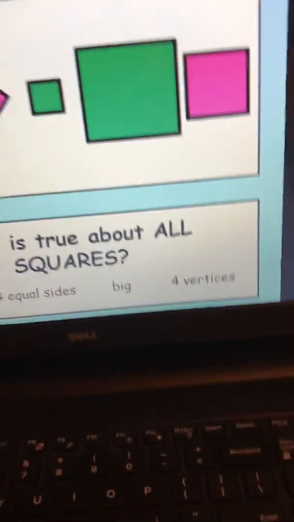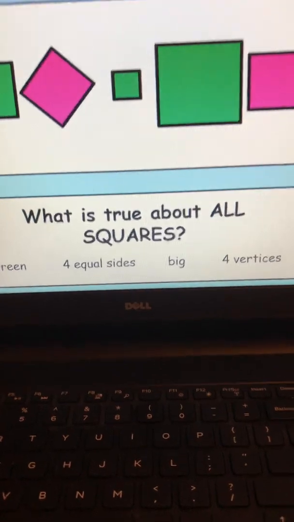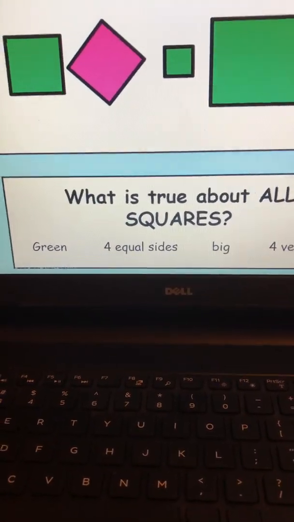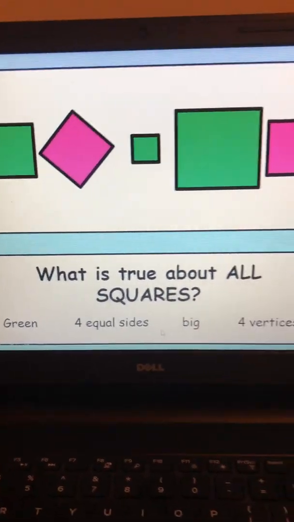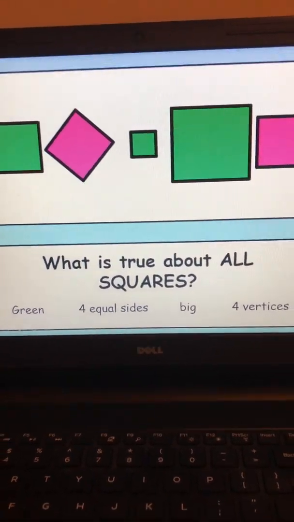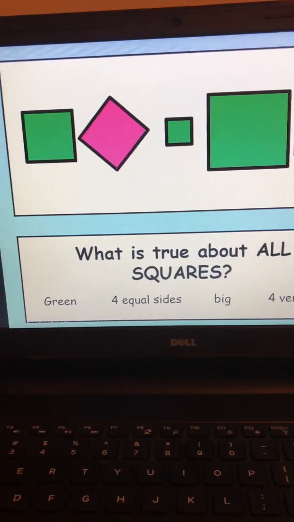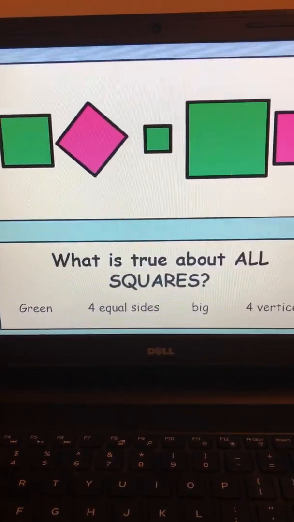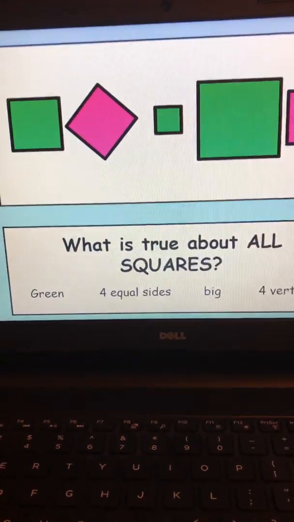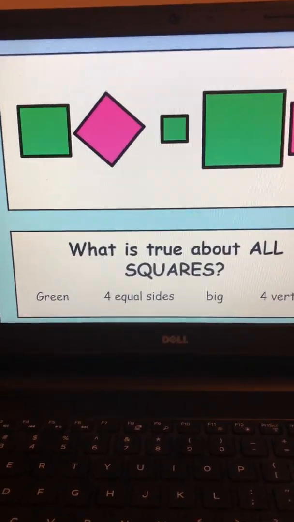All right, this one, take a look at it. What's true about all squares? They're all green, all 4 equal sides, all big, or all have 4 vertices. And if you want to get your Show Me app out, you can write that down. I'm getting mine out right now.